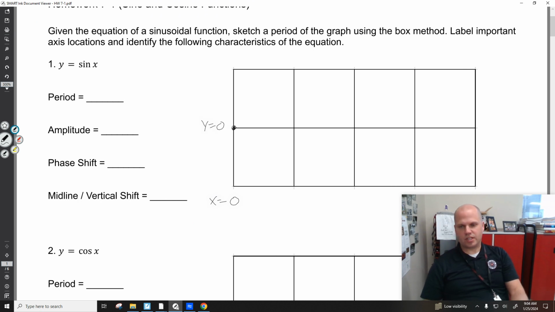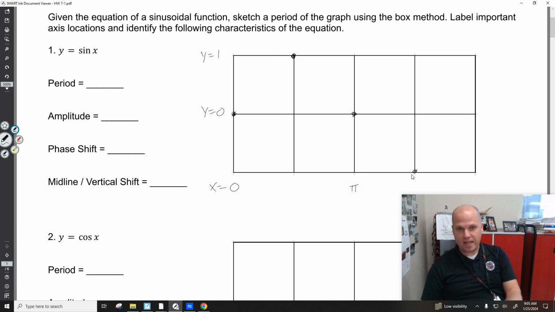The middle of the graph is y equals 0. Sine starts at 0, 0. We'll eventually get to a maximum of 1. Come back to 0 at pi. Go to a minimum at 3 pi over 2, a minimum of -1. And get back to where it started when it gets to 2 pi.